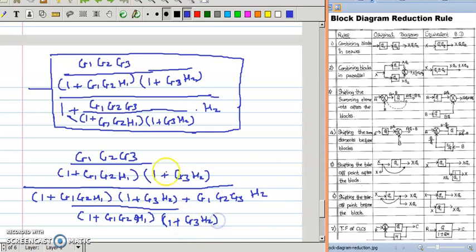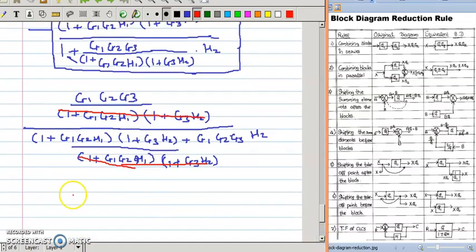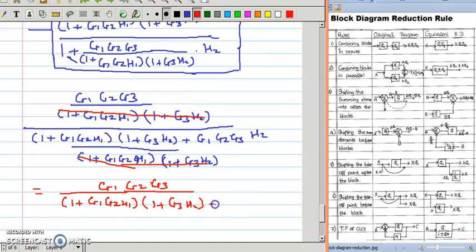Now whole divided by these two brackets, that is 1 plus G1 G2 H1 and 1 plus G3 H2. In the numerator and denominator both the terms are the same. Both are cancelled together. So what is remaining? Only the last term is remaining, that is G1 G2 G3 divided by 1 plus G1 G2 H1, 1 plus G3 H2 plus G1 G2 G3 H3. This is your final answer of this numerical.